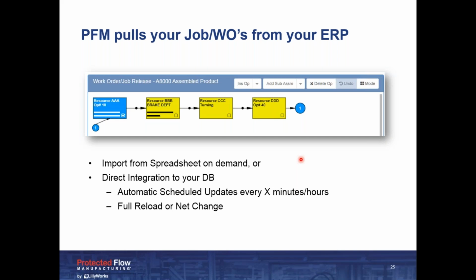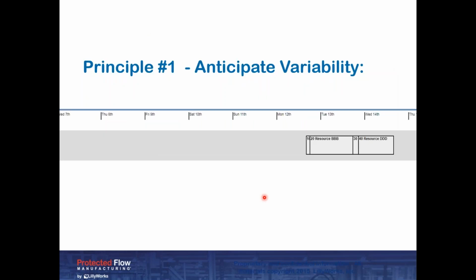So we're pulling your information out in real time as it changes, right? As new work orders are put in, or as existing work orders change, or as customers change due dates. That can be a full reload or net change on a daily or a couple times a day basis, or it can be automatic scheduled net change updates every few minutes. Okay, so we're going to integrate directly with your ERP, pull that information over on a daily or multiple times per day basis. Okay, when it comes over, this is what it looks like.